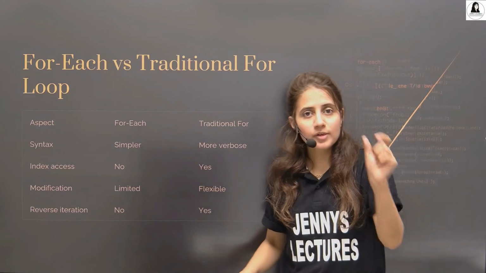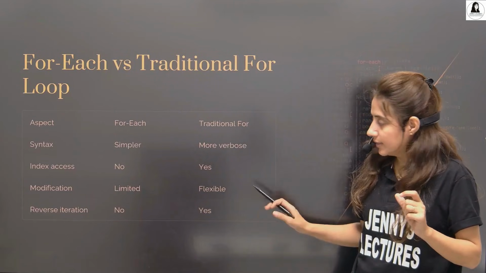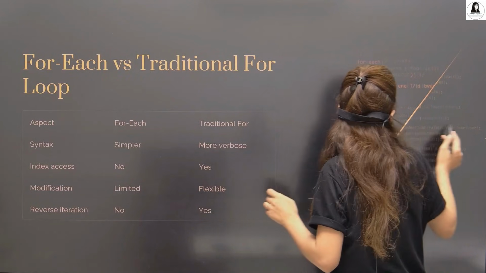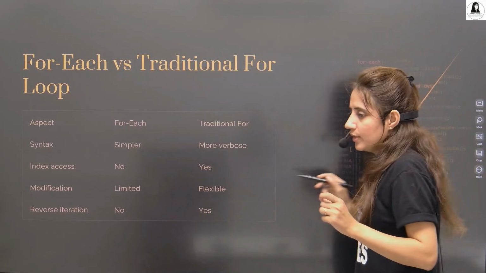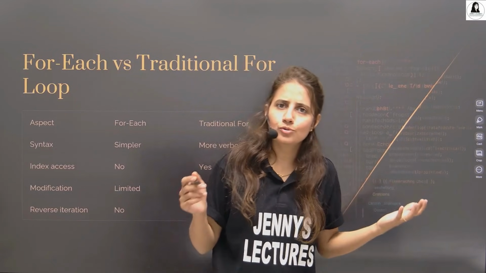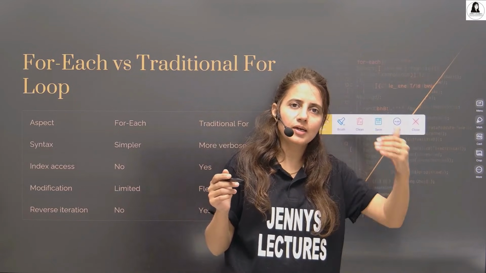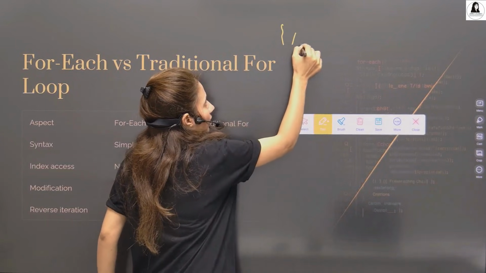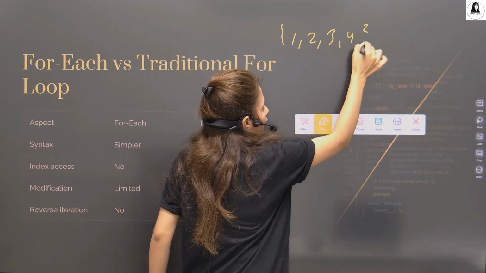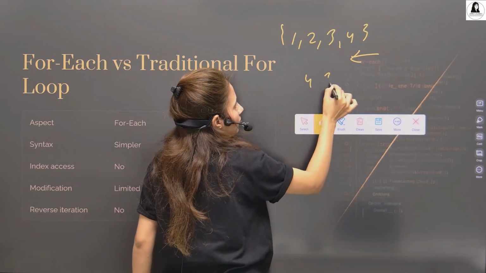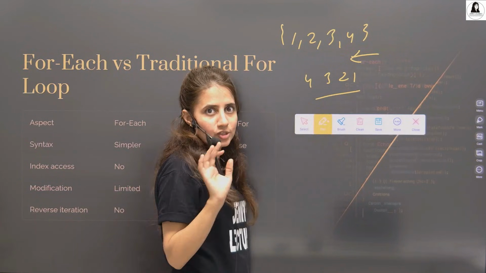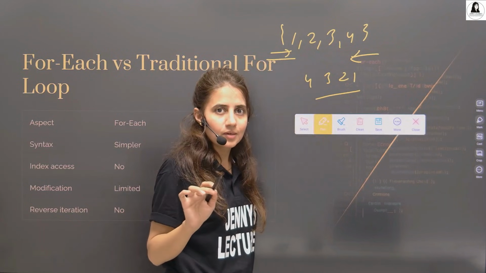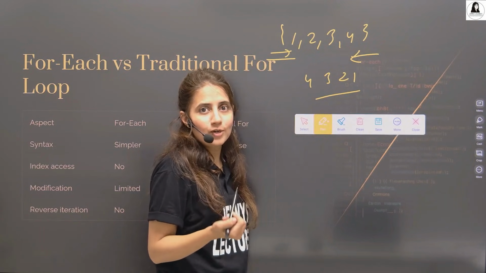Reverse iteration is not possible in for each, but in traditional for it's possible. Reverse means, say this is an array. Using traditional for, we can traverse the array in reverse also, just by setting the start of i from the length of the array. Like this is the array 1, 2, 3, 4, and I want to print 4, 3, 2, 1. In for each loop it's not possible because that will definitely go from here to here only. But with traditional for, we can do this.